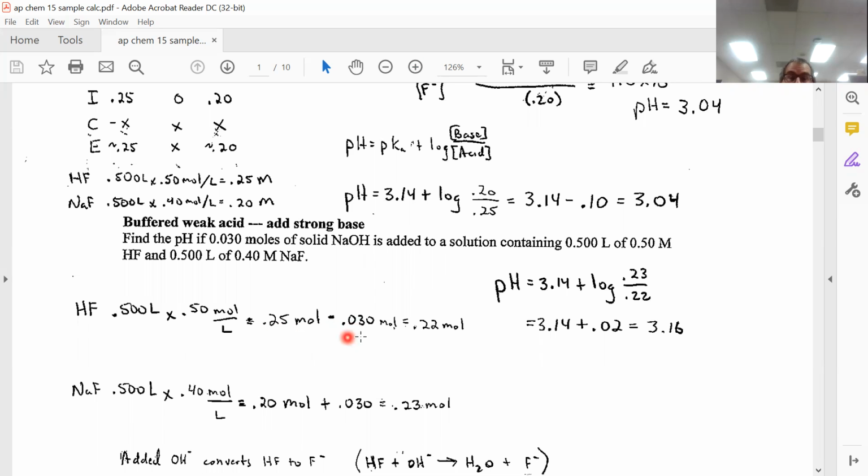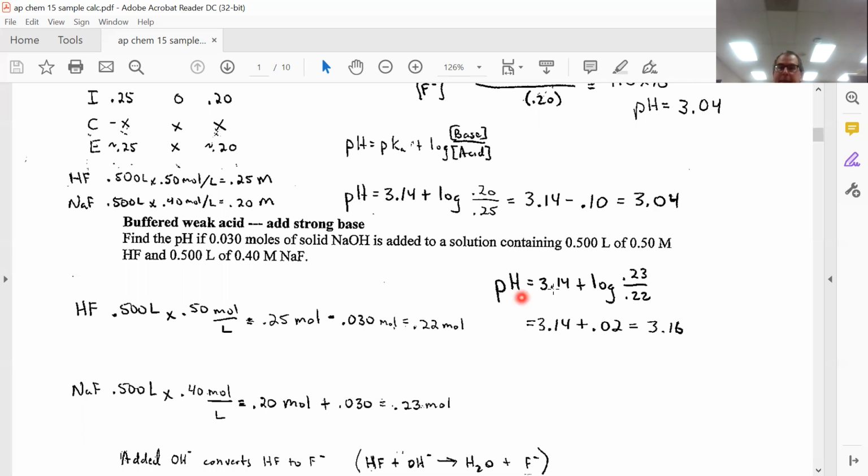So the 0.25, I subtract 0.03 from that because the HF got converted to NaF, and that becomes 0.22. And I add 0.03 to the 0.20, and that becomes 0.23 because I converted HF to NaF of 0.03 there. So now I punch that into the Henderson-Hasselbalch, and here's the beauty of this. Okay, if you're using Ka values, you got to go back from your moles and convert to molarity. But with Henderson-Hasselbalch, you can either do it in moles or molarity, kind of like an ICE box in that way.